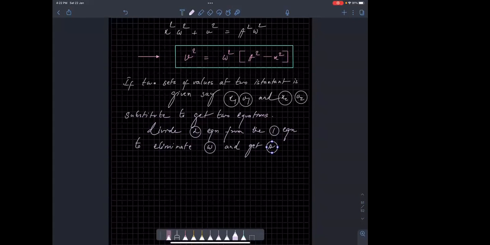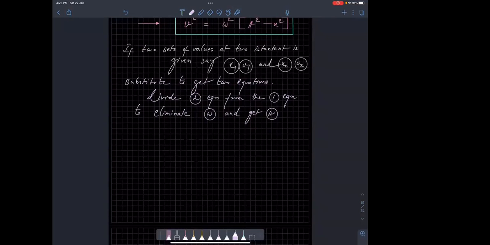After that, what will you do? So after getting A, substitute A in one of the equations to get omega. Clear? Yes, sir. It's quite simple.